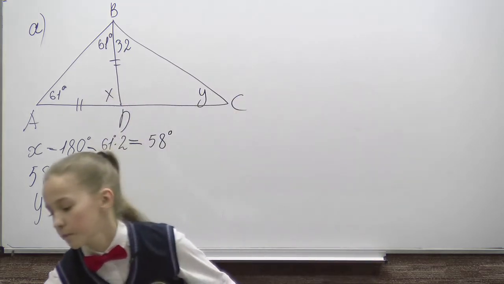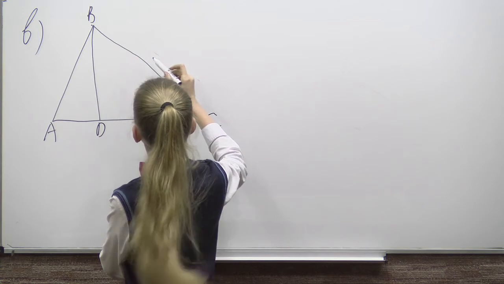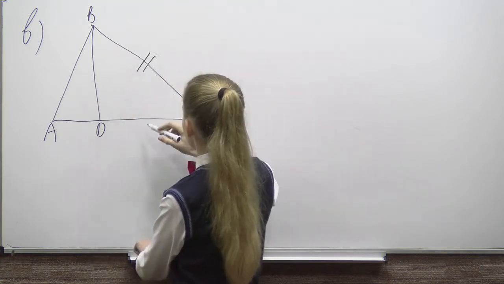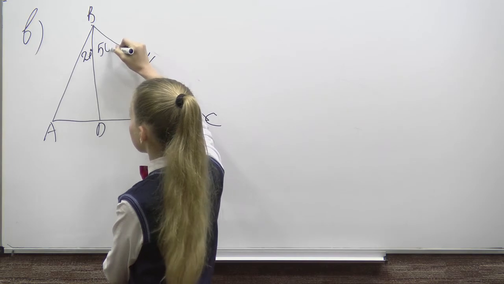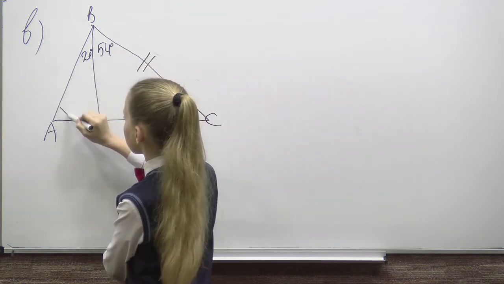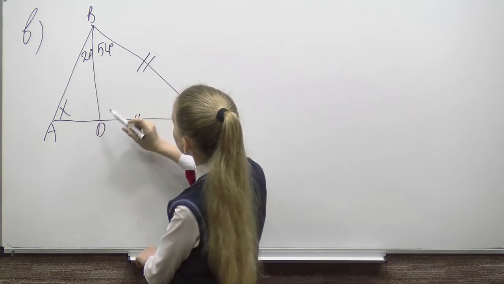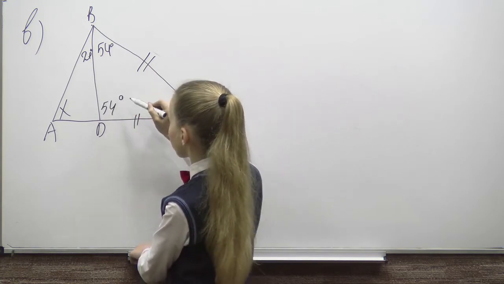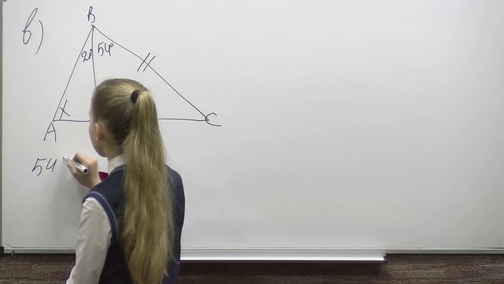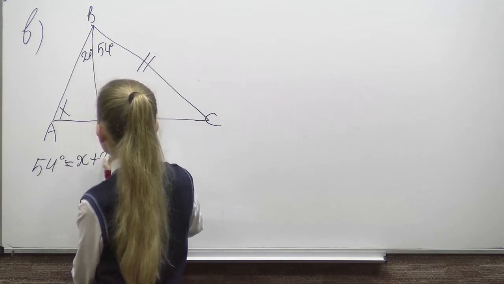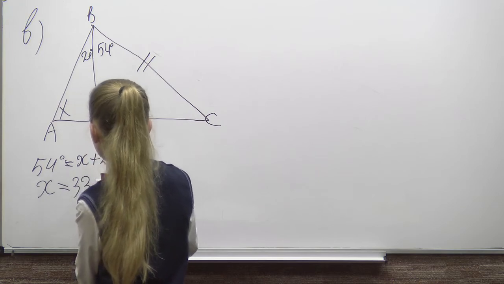Now I go to exercise B. We have triangle ABC and again with point D. We know that side BC equals side CD. This angle equals 21 degrees, this 54 degrees. And I must find x. We can see that triangle BDC is isosceles, so angle BDC equals 54 degrees. And again from the theorem about the exterior angle, we can find x. So we can write that 54 degrees equals x plus 21. So from this, x equals 33 degrees.